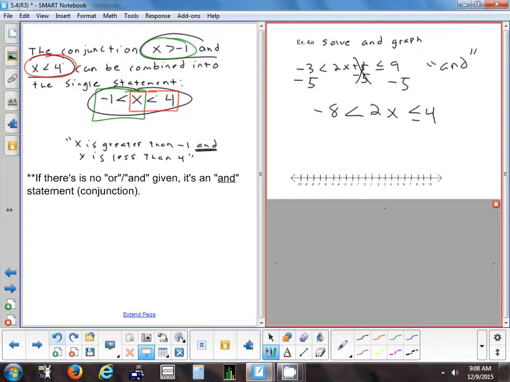4. Okay, and now my last step, I got to get rid of this 2, and I want to get rid of it in the middle, on the left, and on the right. So how do we get rid of that 2? Divide it on both ends and in the middle. Yep, divide it here, here, and here. So now we get x is greater than, what's negative 8 divided by 2? Negative 4. And then what's 4 divided by 2?